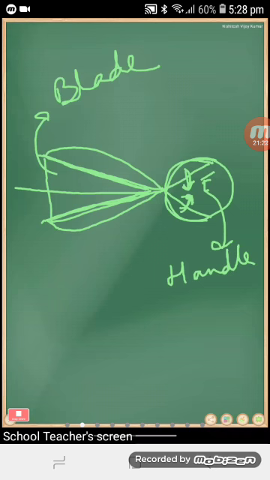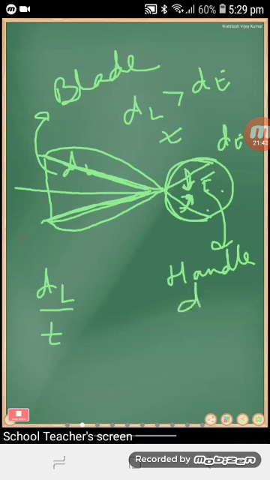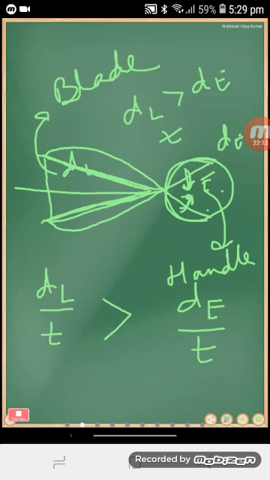So if I consider the distance moved on the effort side as DE, and on the load side as DL, we can make out that DL is greater than DE for the same time T. So the speed on the load side will be DL by T, and on the effort side DE by T. The handle as well as the blades move simultaneously, so they cover their distances in the same time. Since DL is greater than DE, DL by T will be greater than DE by T, and D by T gives us the speed. So the speed on the load part will be greater than the speed on the effort part.